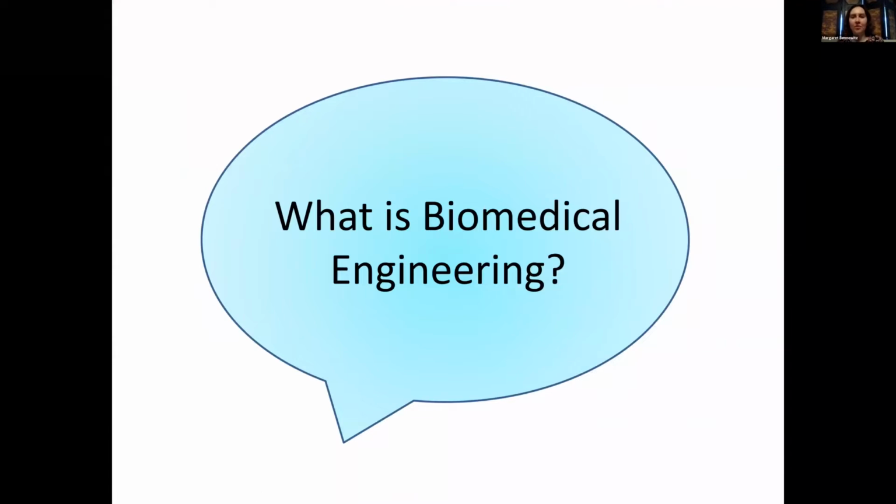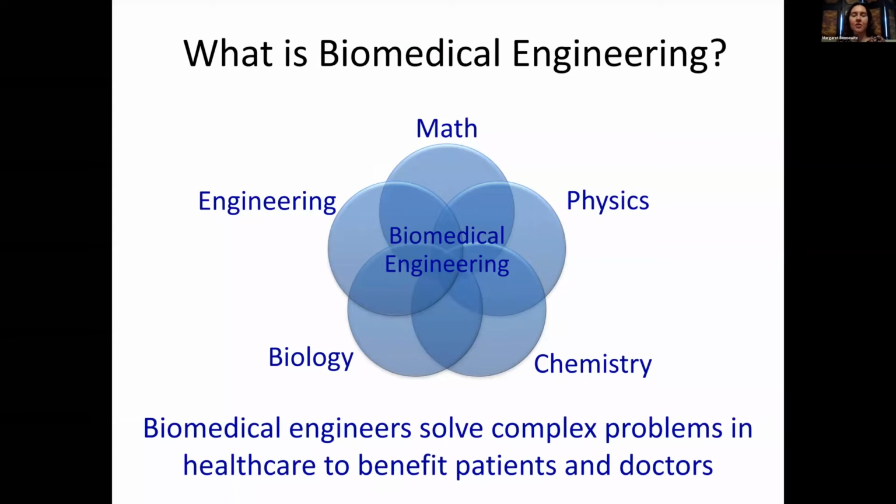So what is biomedical engineering? Really, biomedical engineering is what we call multidisciplinary. It is a combination of a bunch of different fields from engineering, math, physics, biology, chemistry. So basically, biomedical engineers solve complex problems in healthcare with the ultimate goal of benefiting both patients as well as doctors.